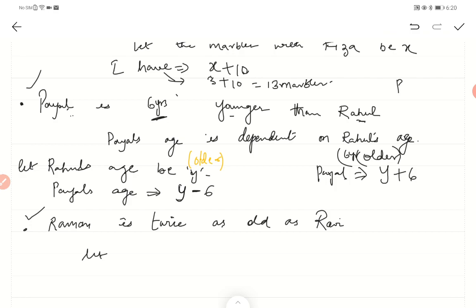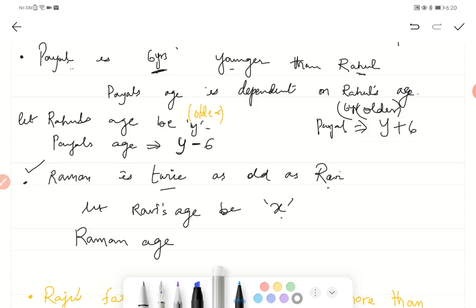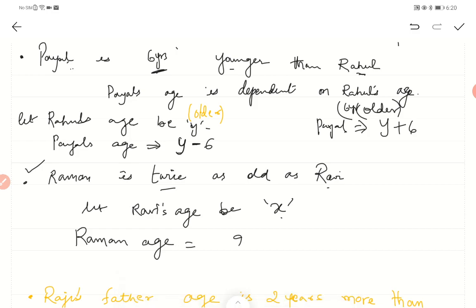So we will take, let Ravi's age be some x, an unknown variable. Raman's age is dependent on whose? Ravi's age. So we took Ravi's age as x instead of Raman's age. Now what will be Raman's age? Raman's age will be equal to twice as old as Ravi, meaning 2 times, so 2 into x.